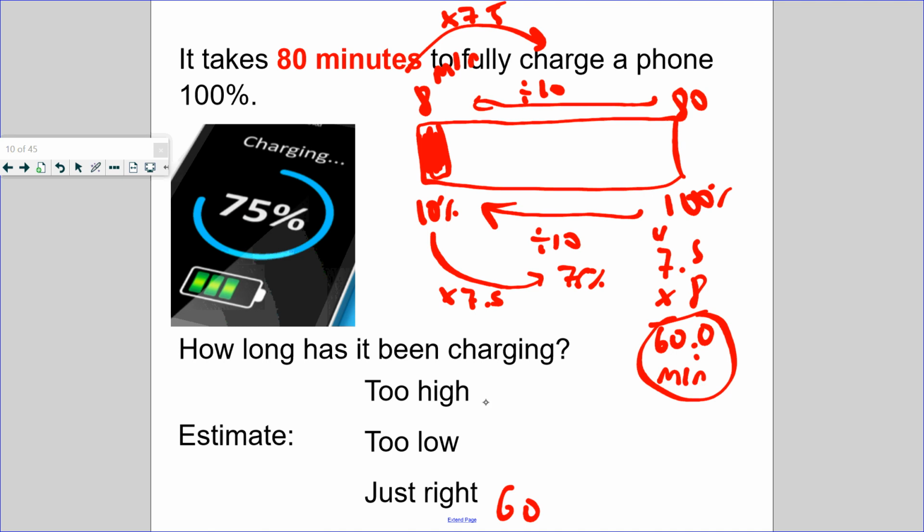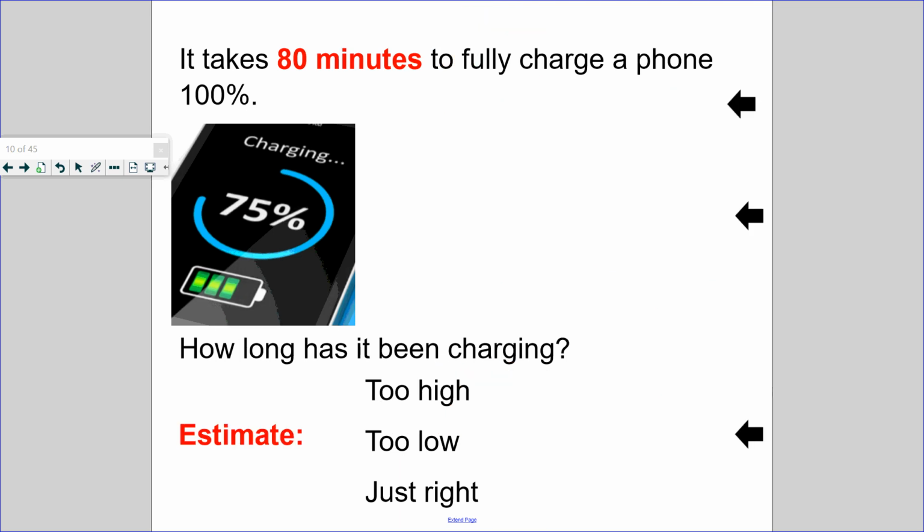I want you to estimate. If it is 75% right here, what do you think is too high of a number? Well, 80, the whole time, is too high. 90 is too high. I think 70 is actually too high. What do you think is too low? We know 50% is 40 minutes. So anything less than 40 would probably be too low. So that's one way you could solve it.